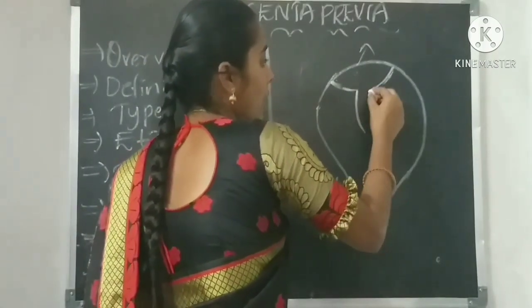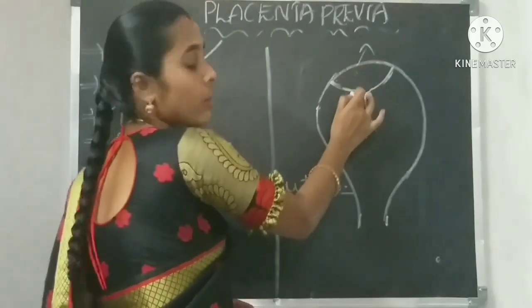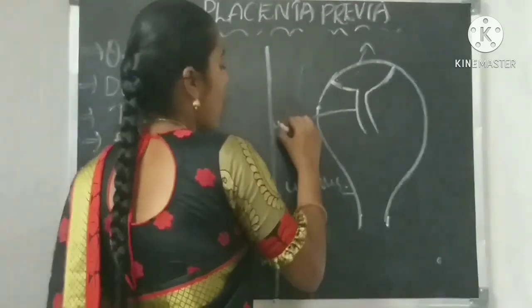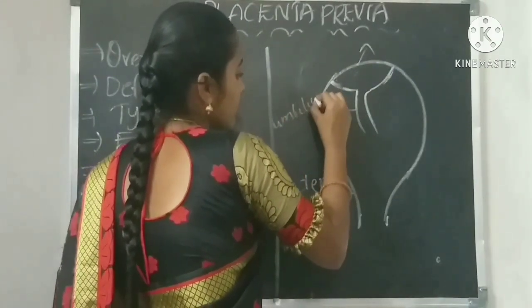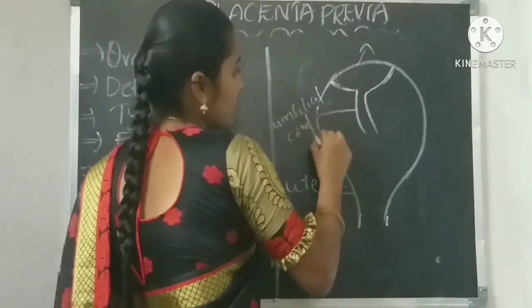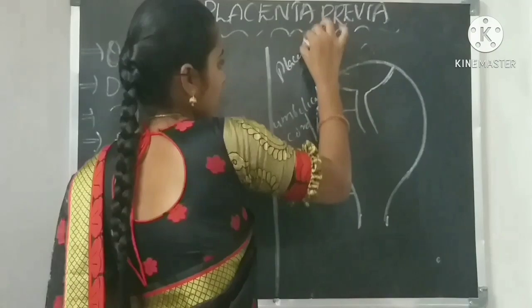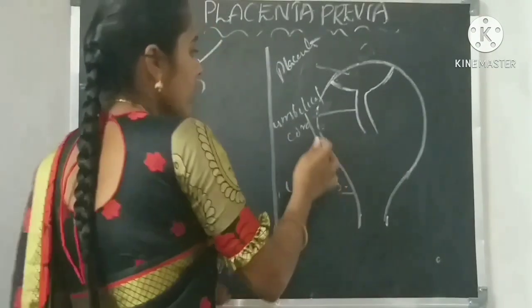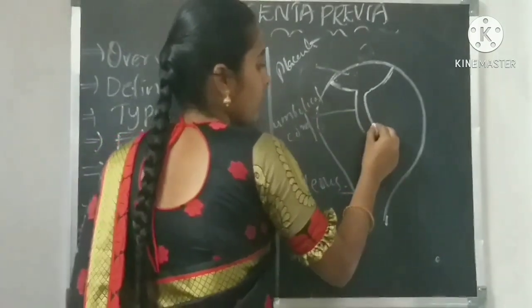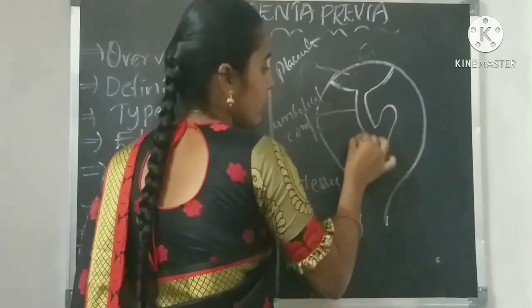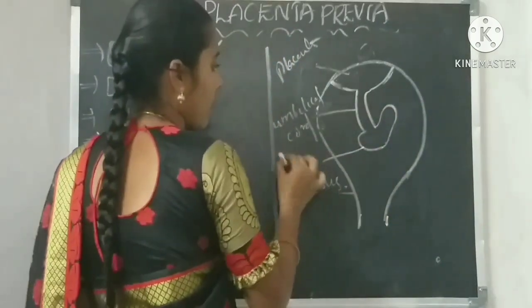This is the umbilical cord, which arises from the placenta. This is the placenta. This umbilical cord connects the baby. So here, this is the fetus.